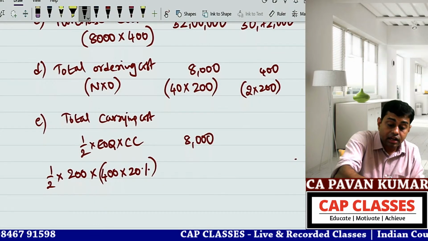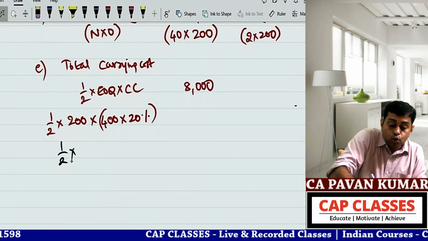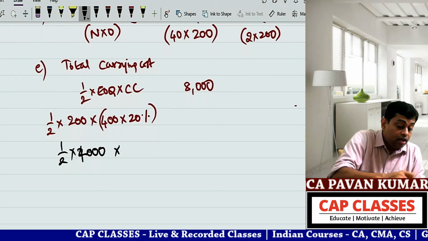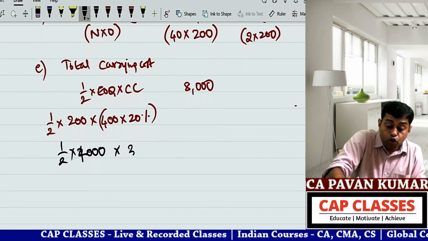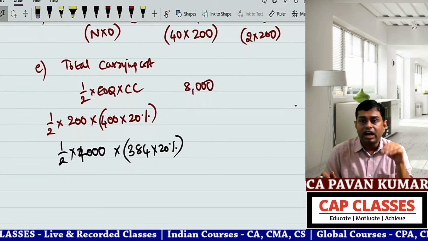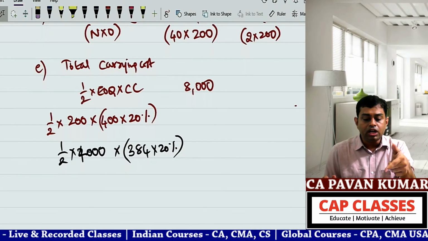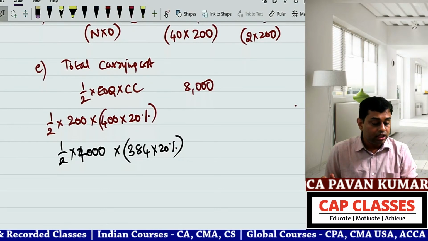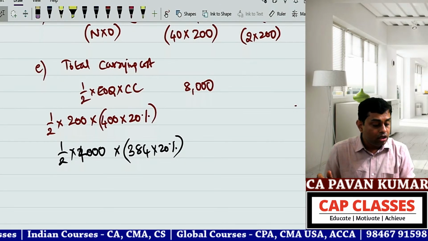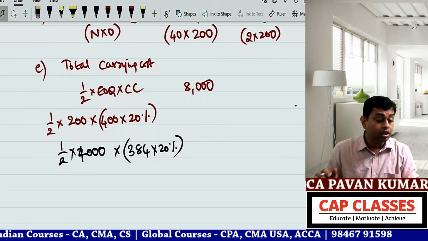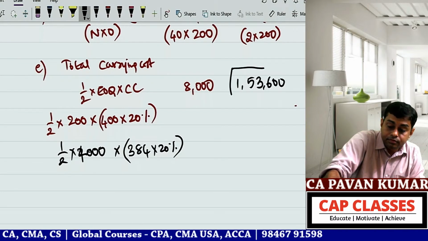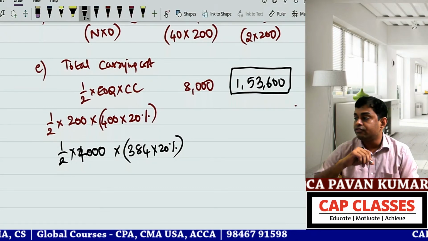Here in the future it will be half into 4,000 into 400 minus 4%. 384 rupees. On that 20%. What is this 384? You understand? In future they are giving 4% discount, no? So at present what is the price? 400 rupees. In future 400 rupees minus 4% discount, 384. 384 into 20%. 76.8 will be carrying cost into 4,000 units into 1 by 2. That comes to 1,53,600. You understand how this 1,53,600 came?